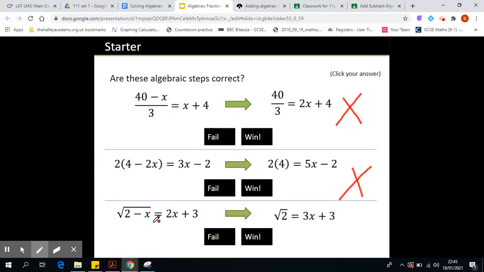Finally, x could be added on both sides, which gives us square root of 2, which is equal to 3x plus 3. Also, this is incorrect because x has to be square rooted first before adding or subtracting.